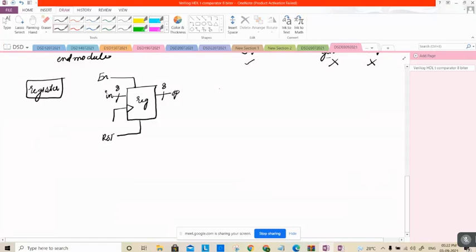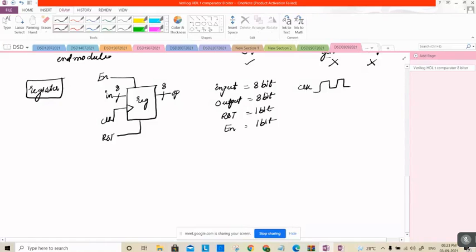Now in this particular register, what is the size of input here? 8-bit. So input is of 8-bit. What about output? It is of 8-bit again. What about the reset? 1-bit. Reset is of 1-bit. Enable is also 1-bit. Then we have a clock here. So the clock is nothing but this one.